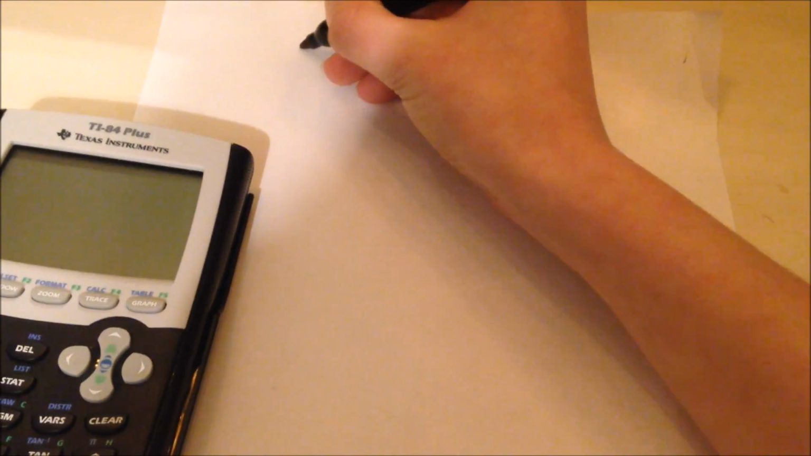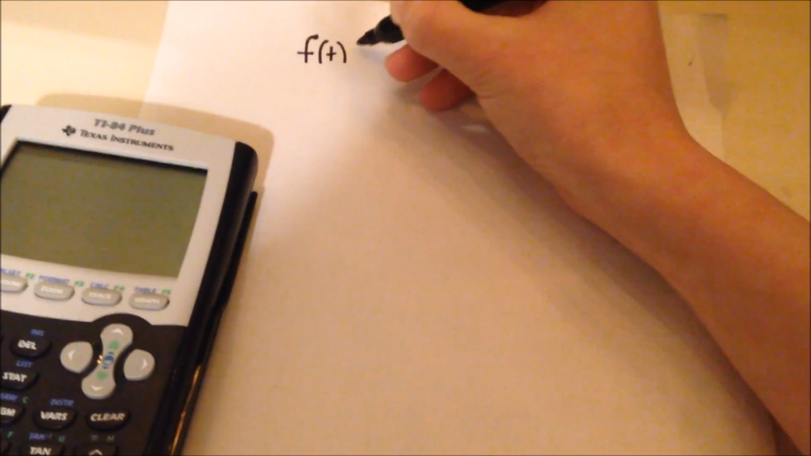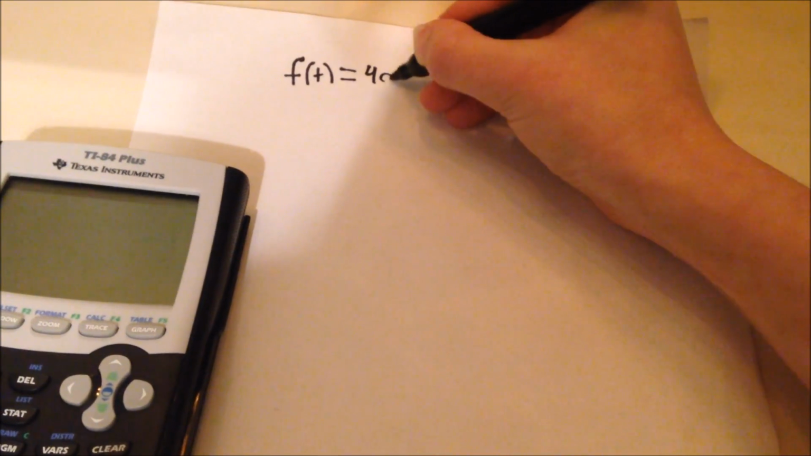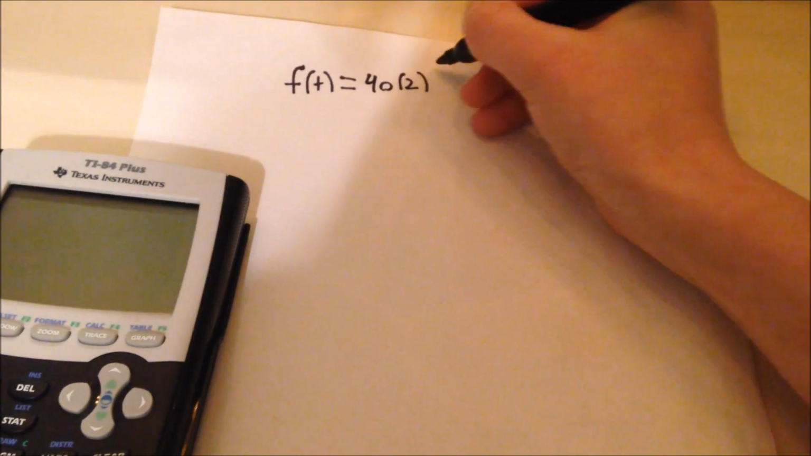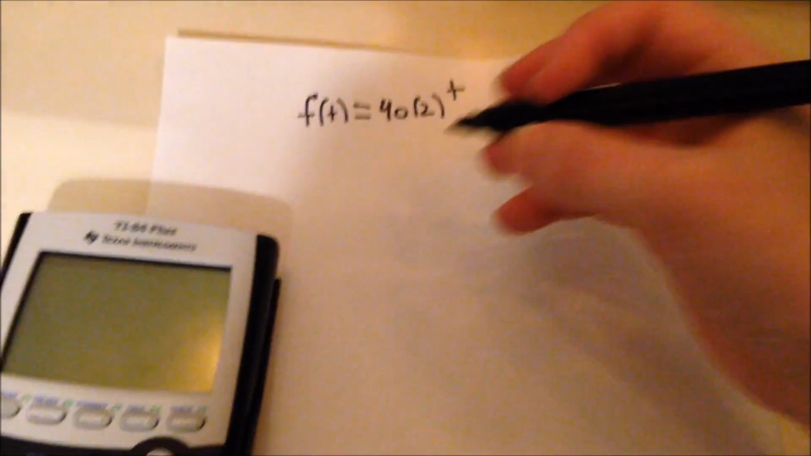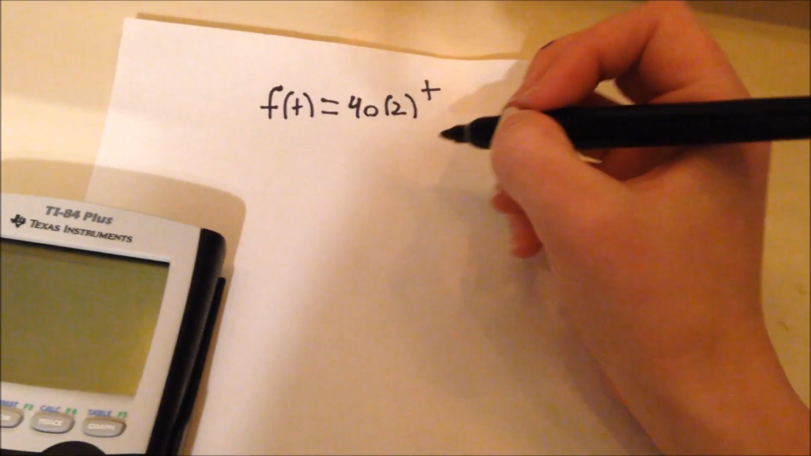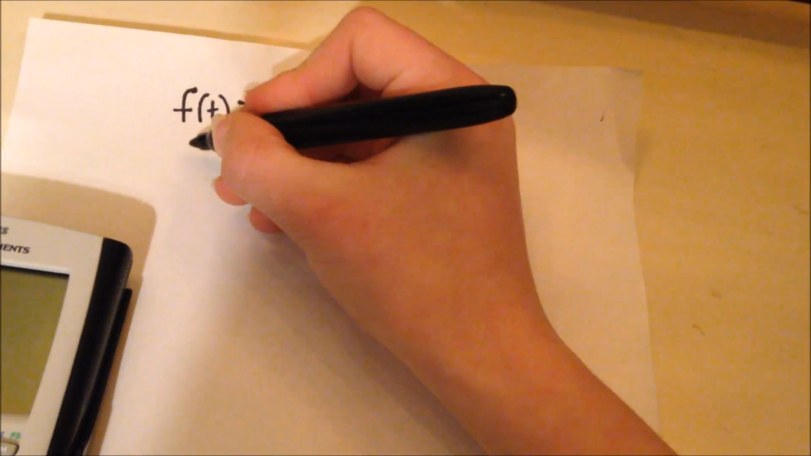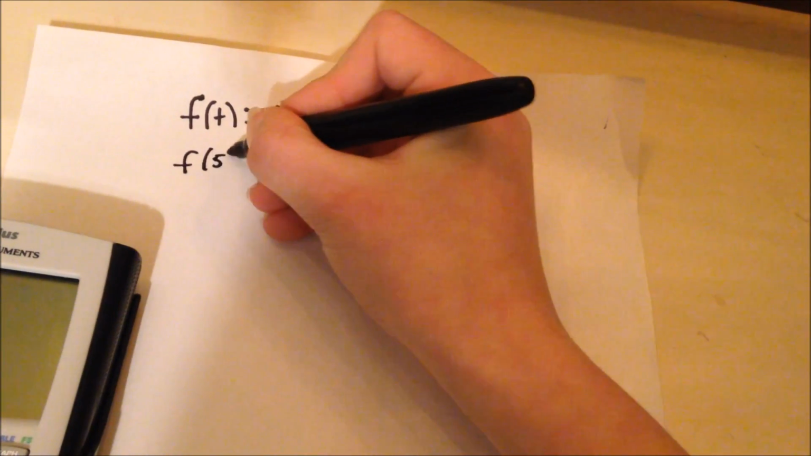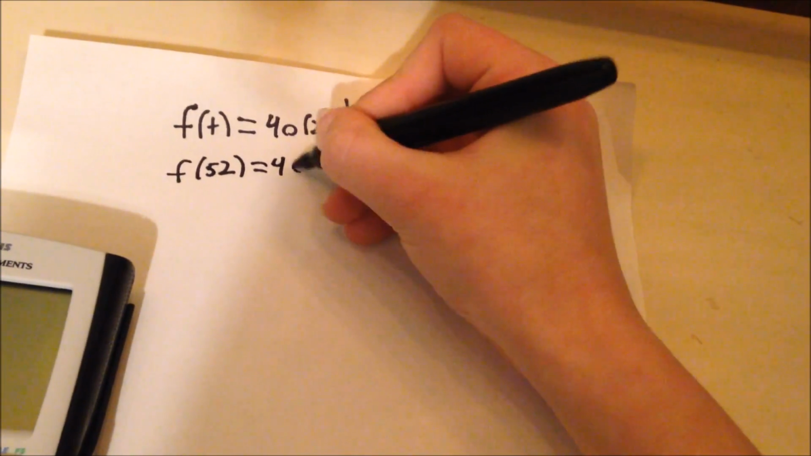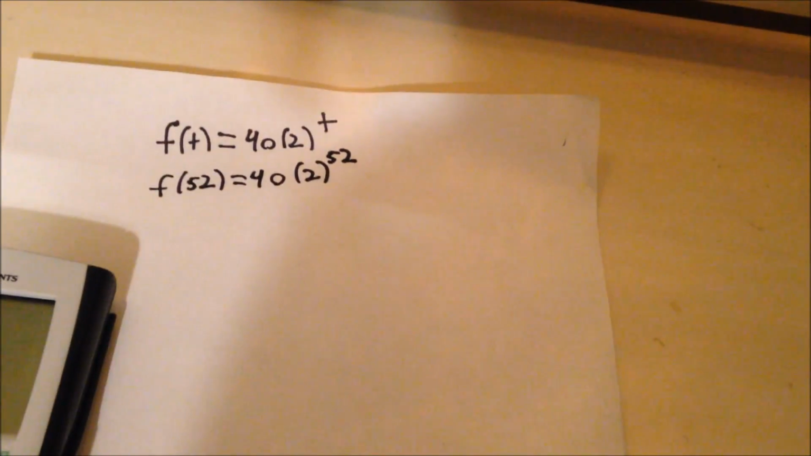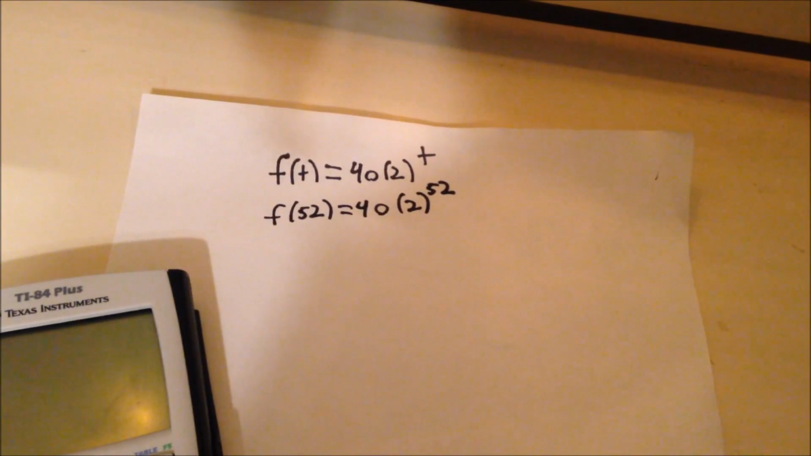Part C asks for the equation when t equals 52. So we write our equation. The equation asks us what's f of t when t equals 52 weeks. So we plug in 52 for t. Now we use our calculator, because sometimes it's difficult.